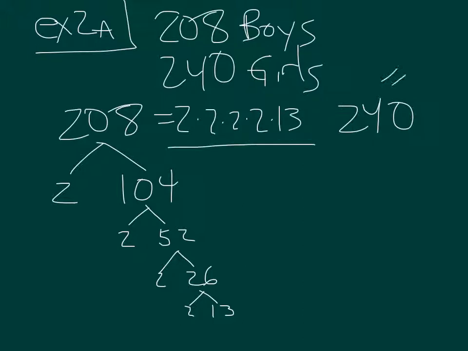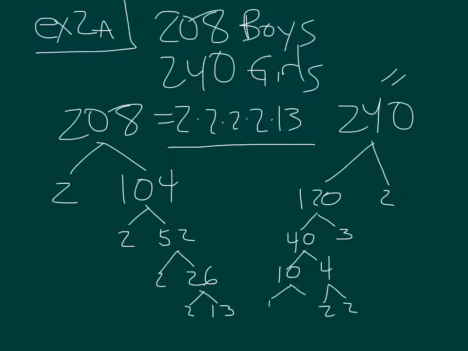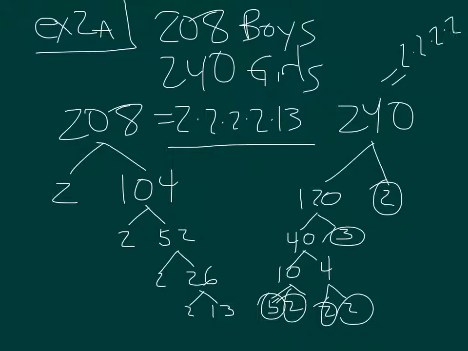Then we've got 240, simplified by a couple ways, 120 and 2, maybe 40 and 3, maybe 10 and 4, 2 and 2, 5 and 2. So 240, here's all your prime numbers. Looks like there's 2 times 2 times 2 times 2 times 3 times 5.